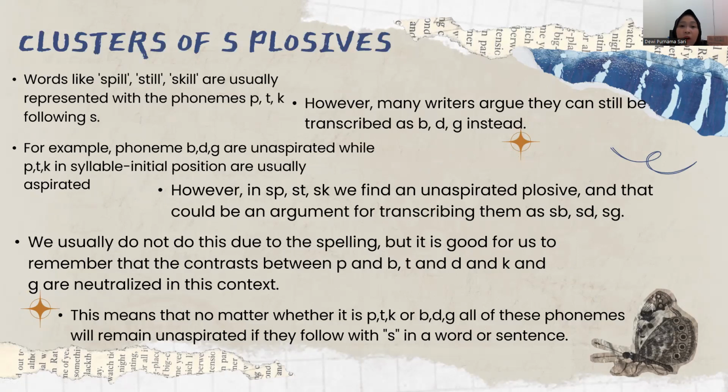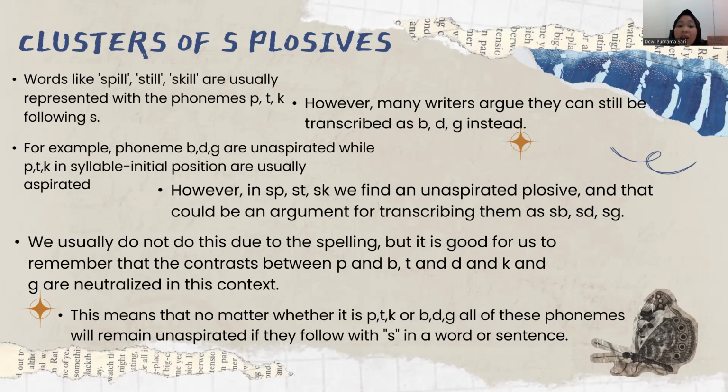Next, we have clusters of plosives. Words like spill, still, skill are usually represented with the phonemes p, t, and k following s. However, many writers argue that they can still be transcribed as b, d, and g instead. For example, phonemes b, d, g are unaspirated, while p, t, k in syllable-initial position are usually aspirated.